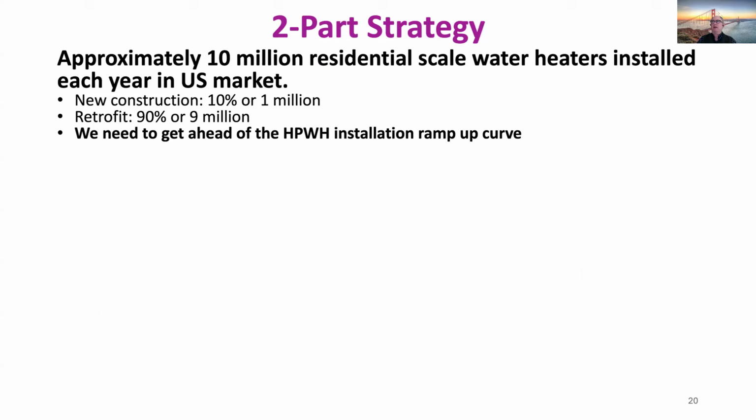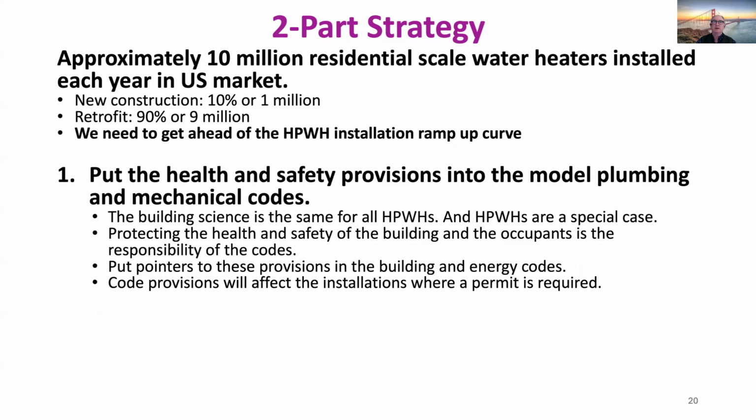So here's the problem, and here's the strategy. We sell approximately 10 million residential scale water heaters each year in the United States. Of that, about 1 million or 10% are in new construction, 90% or 9 million are in retrofit. We need to get ahead of the heat pump water heater installation ramp-up curve, particularly for retrofit installations. Why? Retrofit installations rarely have a permit pulled. So I have a 2-part strategy.